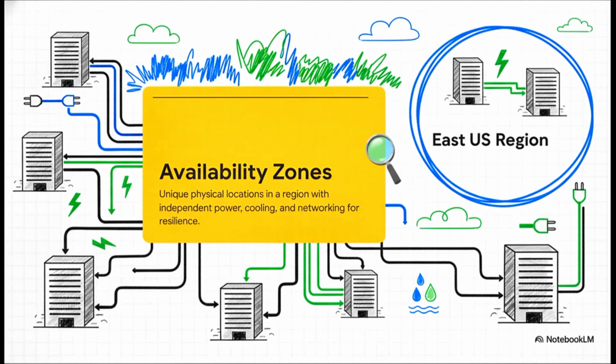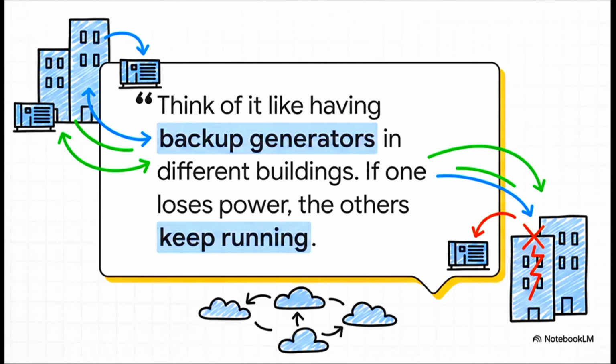And this is where availability zones come in. You see, an Azure region, let's say East US, isn't just one giant building. No way. It's actually made up of multiple physically separate data centers. Each one of those is an availability zone, and they all have their own independent power, their own cooling, their own networking. They're completely isolated from each other. It's exactly like having backup generators, but in totally different buildings. So by spreading your virtual machines across these different zones, you're building in resilience from the ground up.